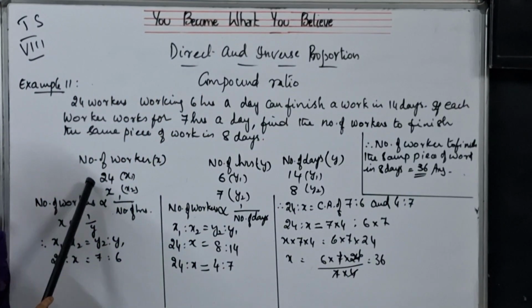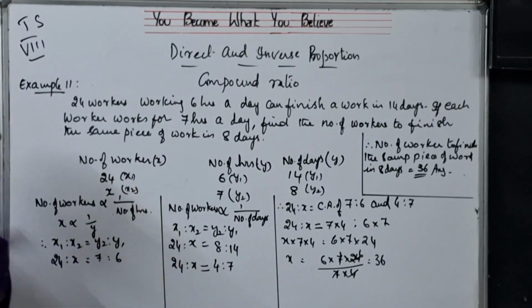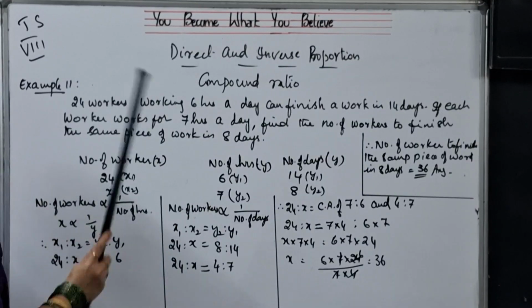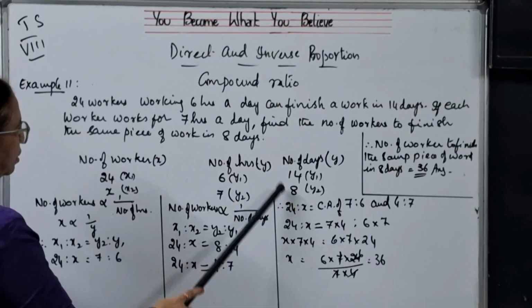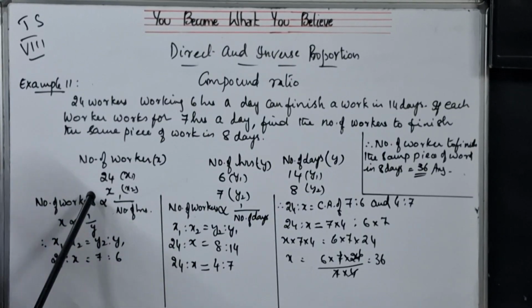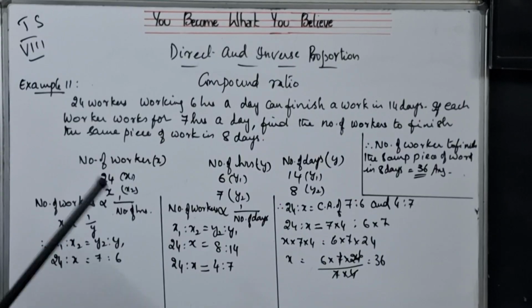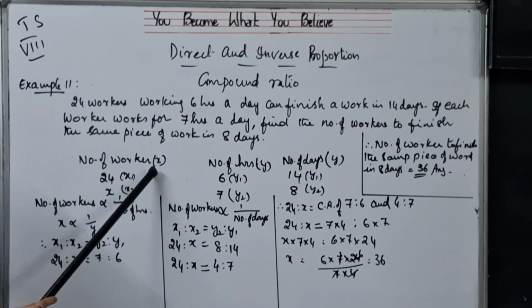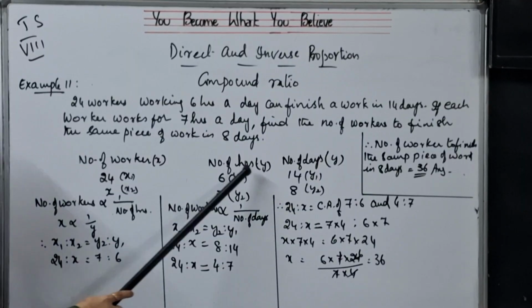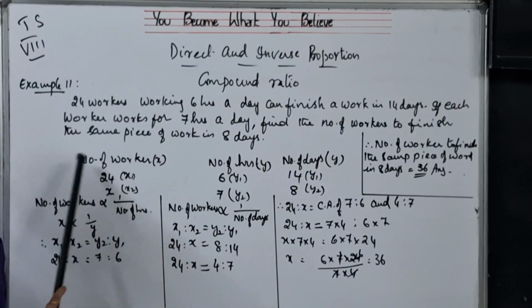Once again, let us see. They have given that 24 workers working for 6 days can finish a work in 14 days. Then if they are working for 7 hours and 8 days, how many workers are needed to complete the same piece of work? So these are the three quantities that are given. X is here, so consider it as x. The remaining two are y. Now let us compare these quantities.